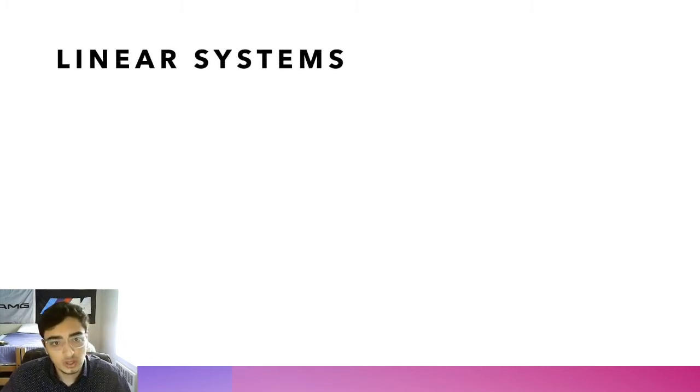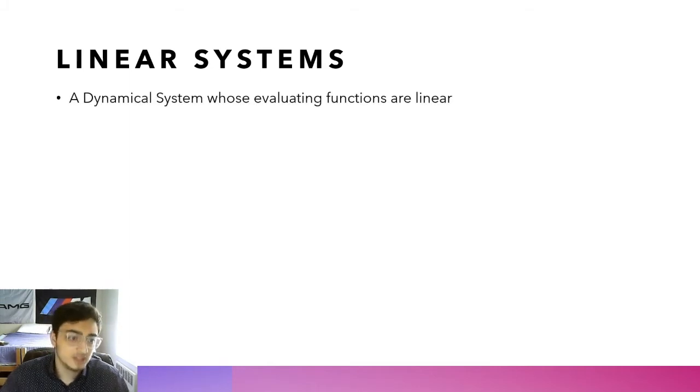To start, we're going to go over linear systems. Essentially, a linear dynamical system is a dynamical system whose evaluating functions are linear. An example of that is x dot equals ax plus by, and y dot equals cx plus dy.